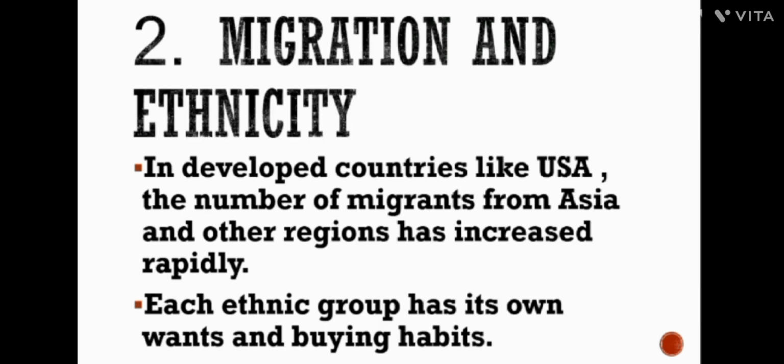In developed countries like the US, the number of migrants from Asia and other regions has increased rapidly. Migrants are the people who go from one place to another for work. Migration is when anyone moves from one place to another in search of jobs or occupation. So in developed countries like the US, people come in search of jobs or leave their country and come to those countries. From Asia, most of the migrants go to the USA, so the number of migrants is increasing.